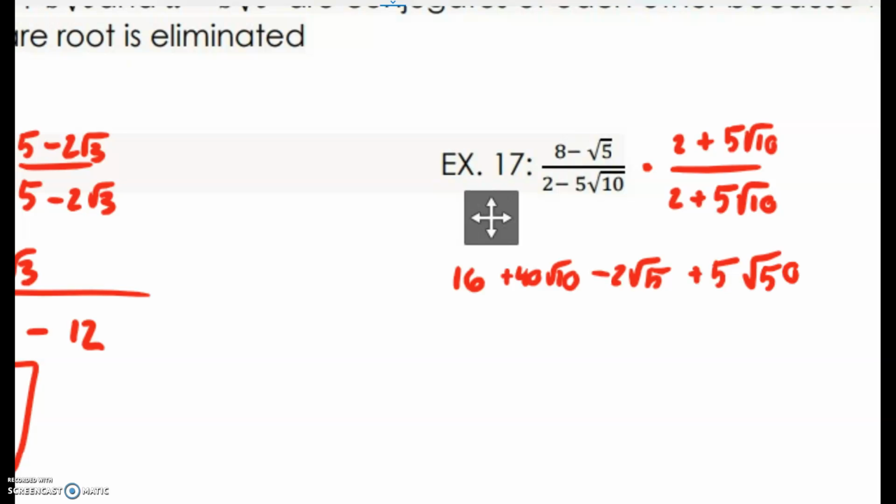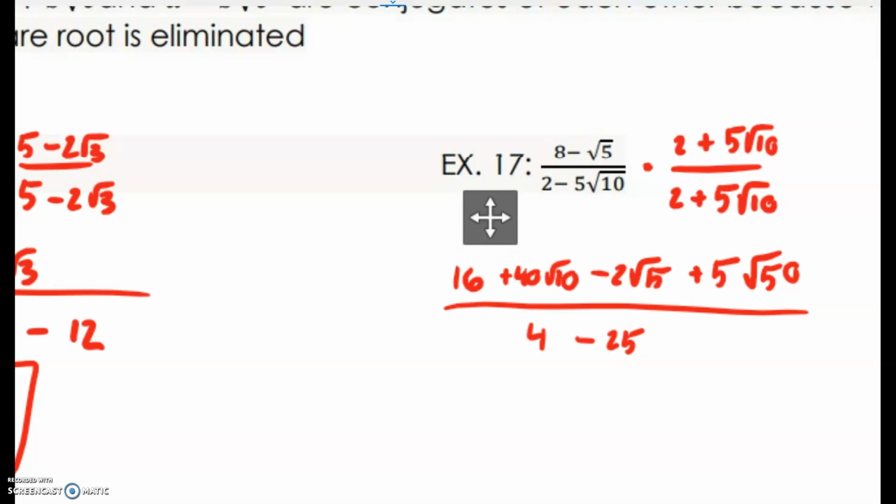Alright, now I already know what's going to happen in the bottom. So instead of writing everything out, I know the two middle terms are going to cancel, right? So I'm just going to do the first term and the last term. So 2 times 2 will be 4. And then the last term is going to be negative 5 times 5 is 25. And then radical 10 times radical 10 is 10. So that's going to be negative 250. So notice I didn't even worry about the two middle terms there because I know what's going to happen.